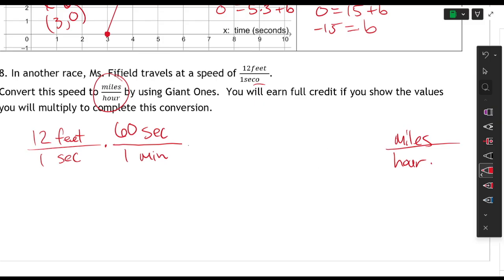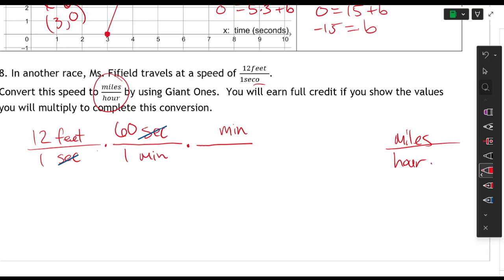Now I'm going to take that 1 and multiply by another 1 that I know. I want minutes to go away. The seconds are already gone. In fact, I can cross those out because I've got seconds in the numerator and seconds in the denominator. I'm now looking at feet per minute. Whatever the number is, it's feet per minute. I want the minutes to go away. They were in the denominator, so I'm placing minutes in the numerator.